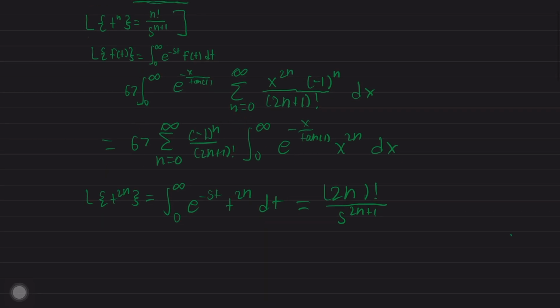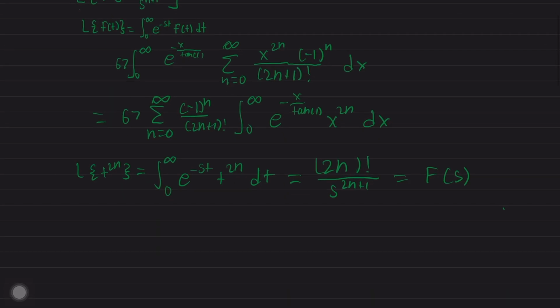So now we can call this a function F of s. So we know that s in our case is 1 over tangent of 1. So we can write F of 1 over tangent of 1 is equal to 2n factorial over 1 over tangent of 1 to the 2n plus 1. This is the same as 2n factorial times tangent of 1 to the 2n plus 1.